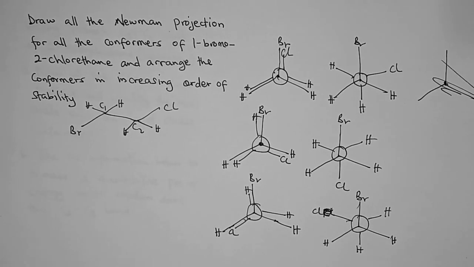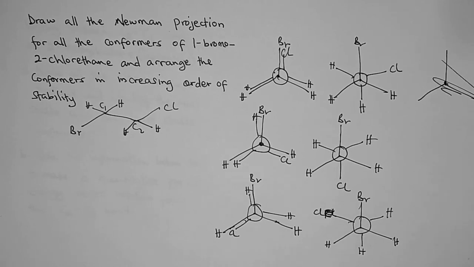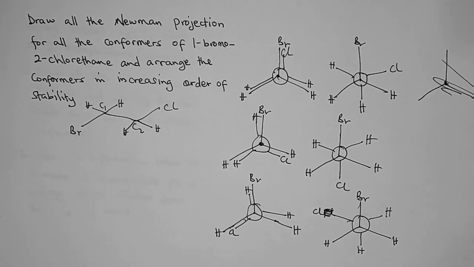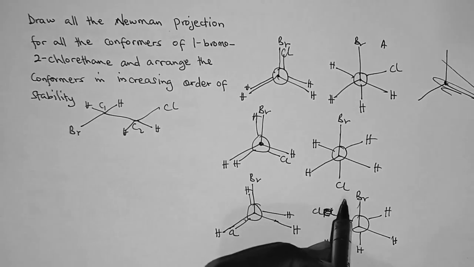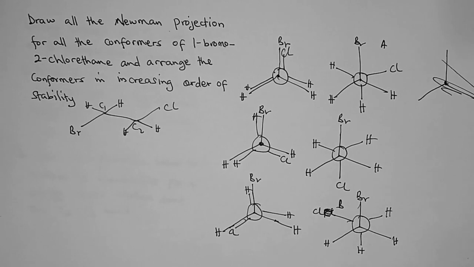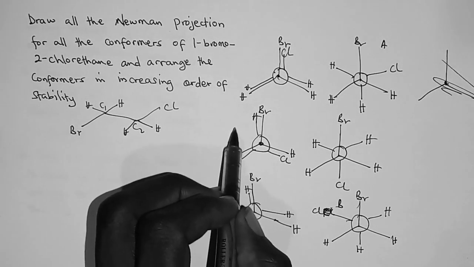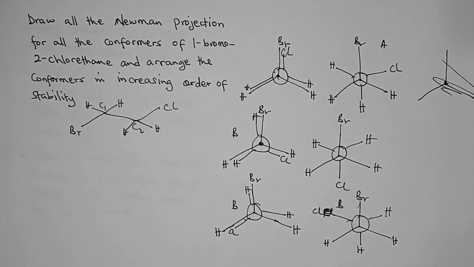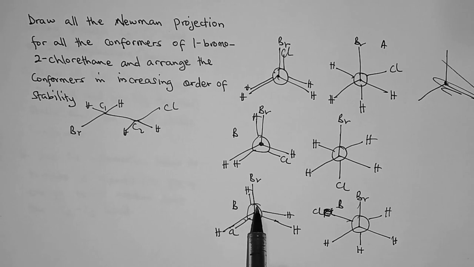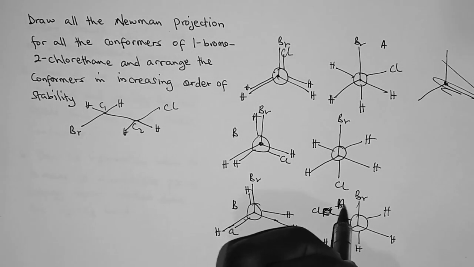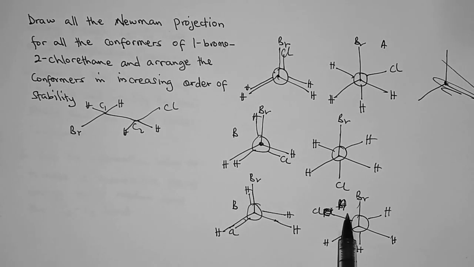So these are all the Newman projections of 1-bromo-2-chloroethane. However, the next task is to arrange them in increasing order of stability. So now, let's see. You can see that there are some similar conformers inside. For example, if this is A, this conformer is similar to this conformer B. And also this conformer B is similar to this conformer. So at the end of the day, we'll treat them as one conformer. So this is A and then B. We treat A and A as the same conformer, and then B and B as the same conformer.